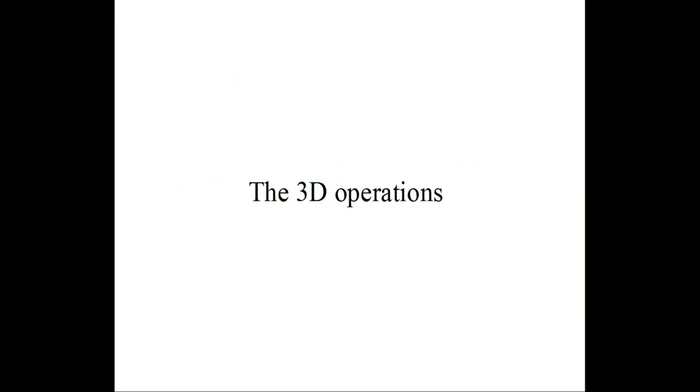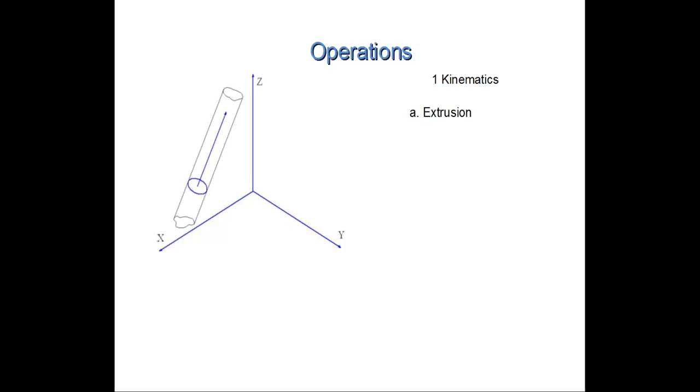The 3D operations. The most common operations for 3D object modeling are the following. First, kinematics, and extrusion is the first of them. To model an object, we should define the plane sketch in 3D space in an arbitrary plane, the circle in our sample, and move it normally to its plane. As a result, we can obtain a cylinder surface. Bounding it by two planes like this, we can obtain the solid cylinder.